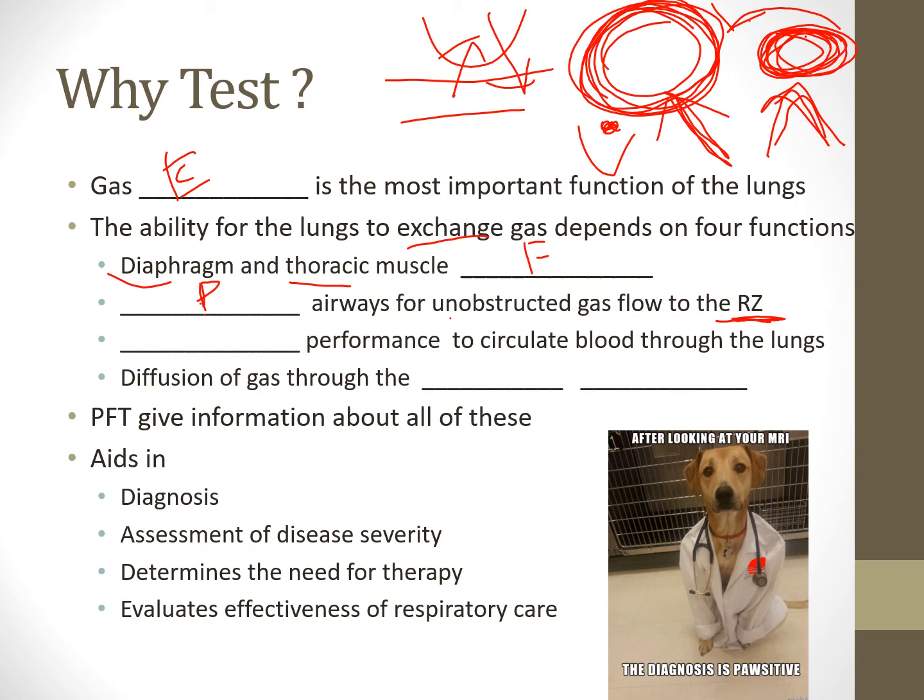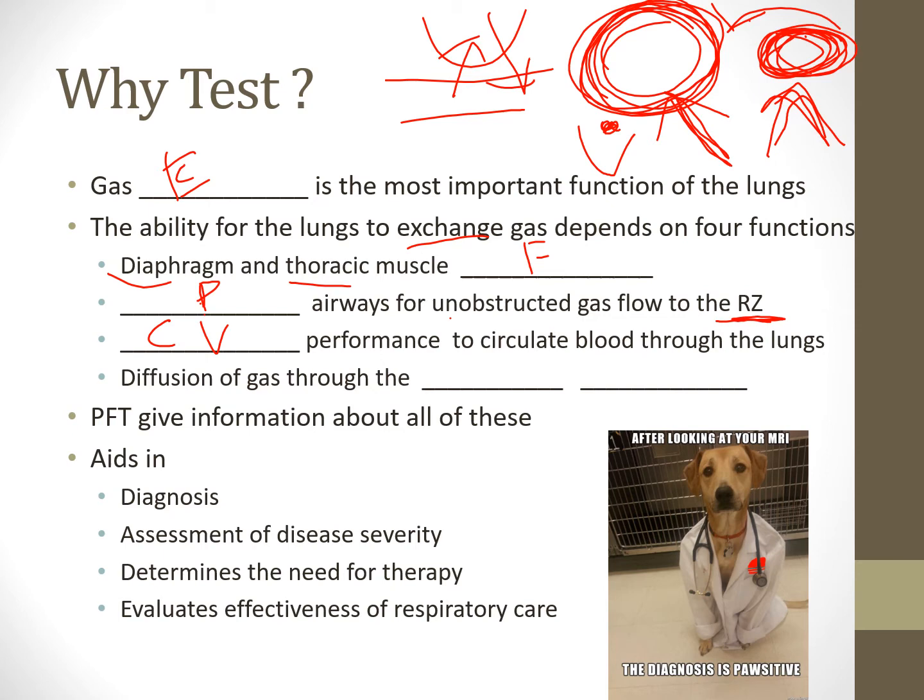The third point here is the cardiovascular performance, and I'll just write CV here. The cardiovascular performance to circulate the blood through the lungs. Why is this a big deal? Because if there's no blood being pumped through the lungs, then we're going to have a big issue of getting the lungs to function normally.